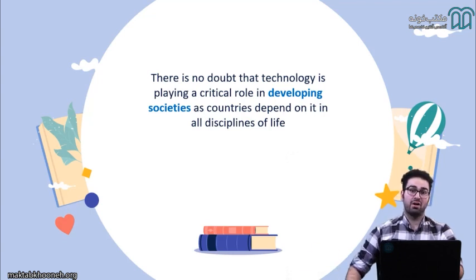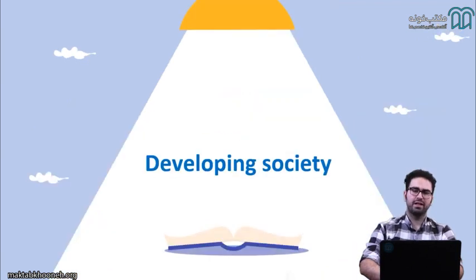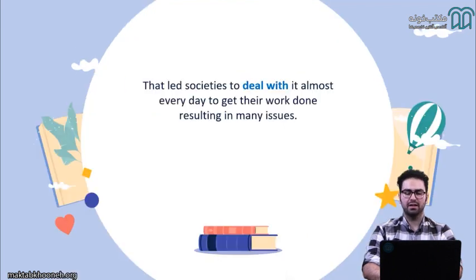So Iran is a developing society. There is no doubt that technology is playing a critical role in them. It has a critical role in developing societies. That lets societies deal with it almost every day to get their work done, resulting in many issues.